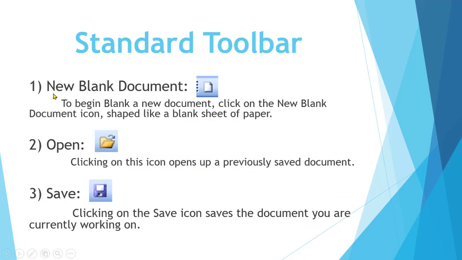First of all, the new blank document icon is available on the standard toolbar. When you click on this icon, you can open a blank document in Microsoft Word 2003 on which you can type your text. The second icon available on the standard toolbar is the open icon. When you click on this open icon, you can open an already saved document. Third is the save icon, which is also available on the standard toolbar. When you click on this save icon, you can save a document in Microsoft Word.